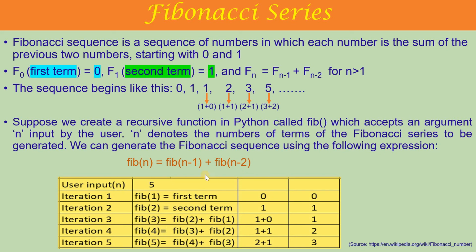During the third iteration, this formula is applied. So fib 3, when n equals 3, it is the sum of fib 2 and fib 1. We know that fib 2 is 1 and fib 1 is 0. So the answer is 1 plus 0, that is equal to 1. Similarly for fib 4 and fib 5. And once the program is executed, the series 0, 1, 1, 2, 3 will be printed. So let's head straight to the Python program and look at the code and see how it works.